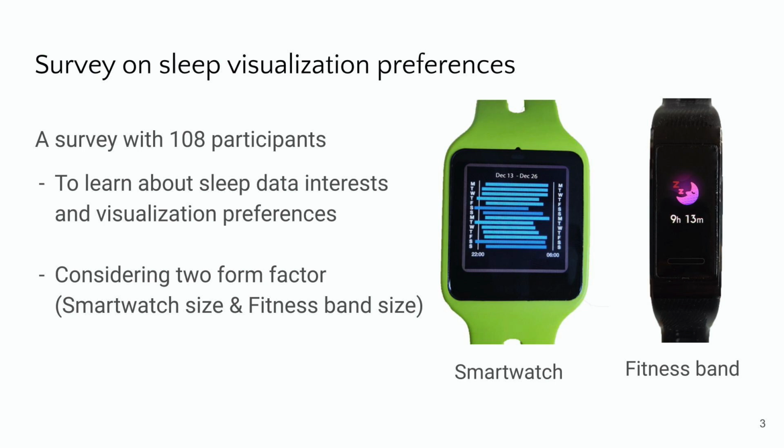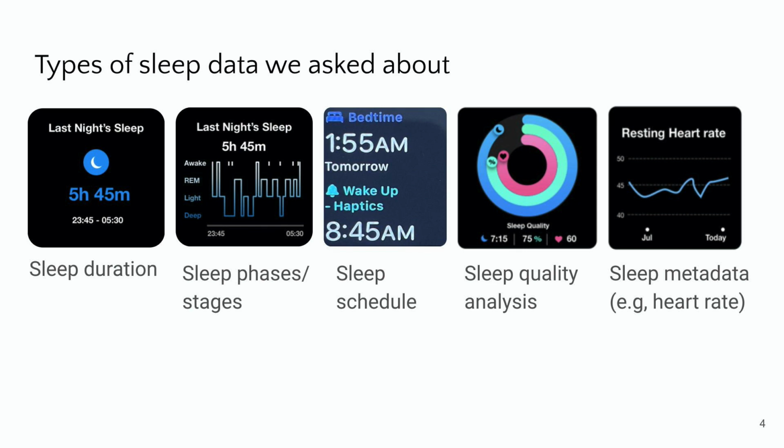As a first step towards recommendations for sleep data visualizations on fitness trackers, we investigated which type of sleep data people collect and use as well as the types of visualizations they would prefer. We designed an online survey and collected 108 participants' responses. In the survey, we asked participants what kind of sleep data they would like to see directly on the tracker from the categories sleep duration, sleep phases, sleep schedule, sleep quality, and sleep metadata.